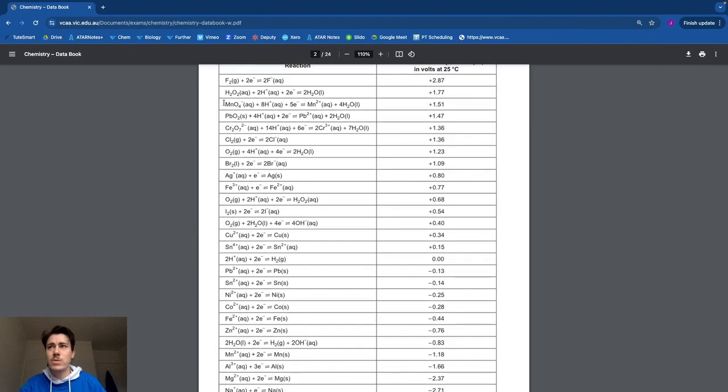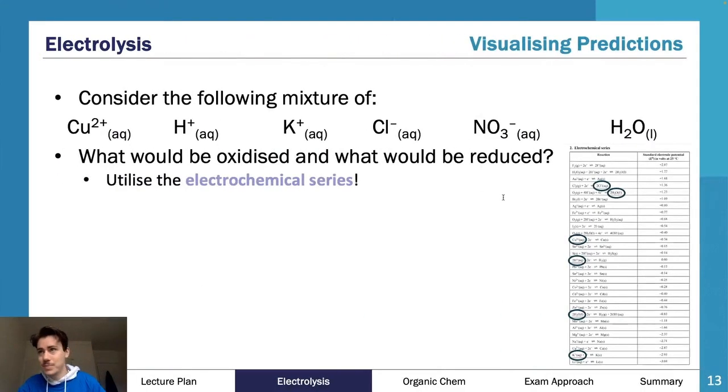They've removed gold and they've added these three. So very little changes. As you can see, there was gold up here. They got rid of that. Very, very minimal changes. What would be oxidized and what would be reduced?